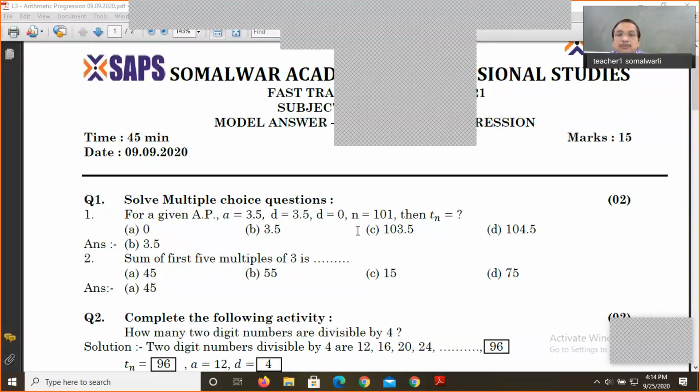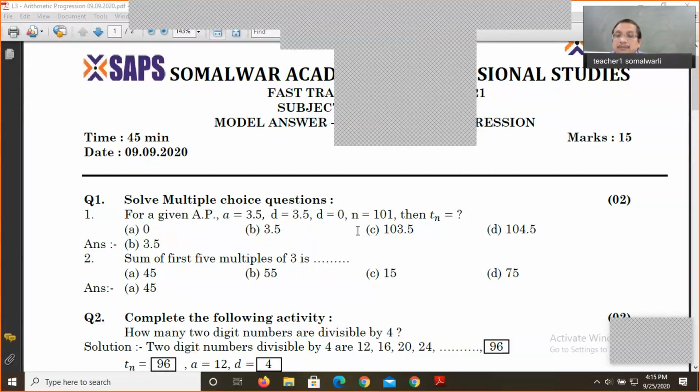Question number 1, MCQ. There is one question on MCQ in the board exam also, so here is the same pattern. First is, for a given AP, if A is equal to 3.5, here by mistake D is also written as 3.5, but in your actual question paper you did not have this value of D as 3.5. The actual value of D is 0 and N is equal to 101. That means for an AP, the first term is 3.5, the common difference is 0, and what is the value of the 101st term?